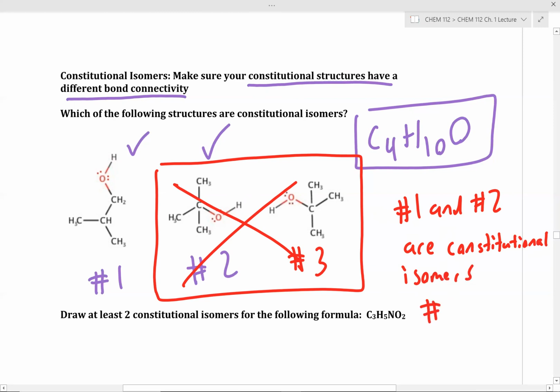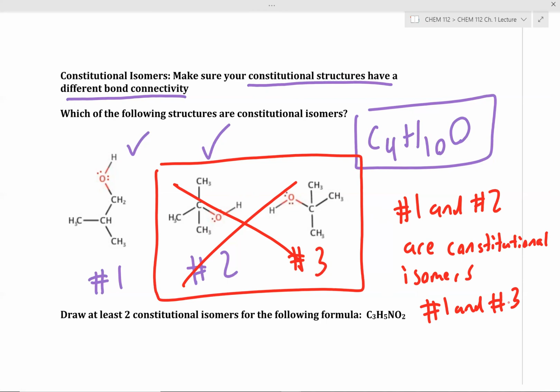You can also say number 1 and number 3 are also constitutional isomers, right? Because if we compare 1 and 3, do they also have different connectivity? Yeah. It's a bit of a redundant statement, right? Because are 2 and 3 the same or different? They're the same. They're exactly the same connectivity, exactly the same arrangement of atoms. The only thing I did, if you notice, is just rotated my molecule. So they're exactly the same.